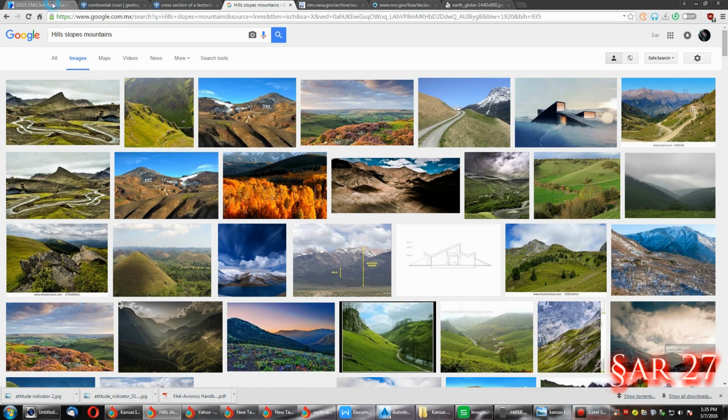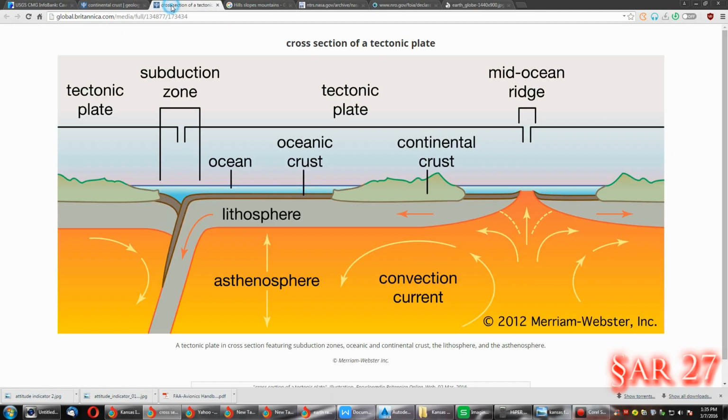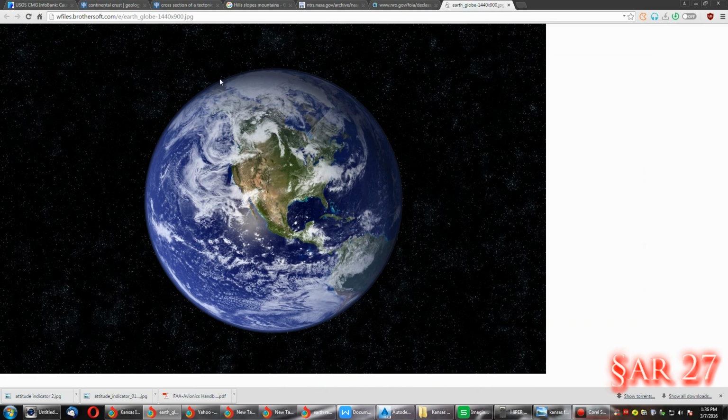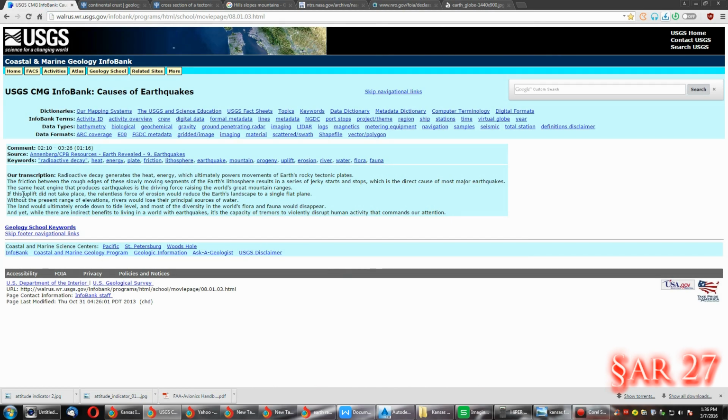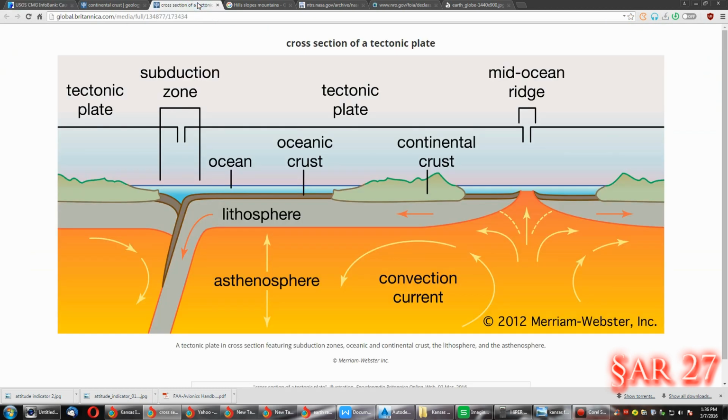It does not equal the tectonic plates here, which even in the diagram shows a flat level plane. I mean, just because it has hills and slopes and mountain ranges because of these tectonic plates doesn't mean that it's a ball. And like it says right here, if this uplift did not take place, the relentless force of erosion would reduce the Earth's landscape to a single flat plane. Meaning, if it wasn't for these tectonic plates in the lithosphere, they should just start renaming this stuff to lithoplane.